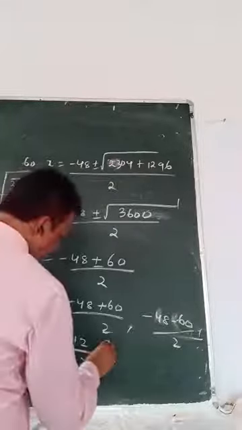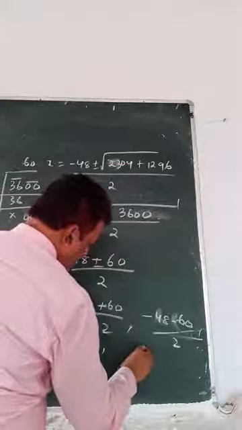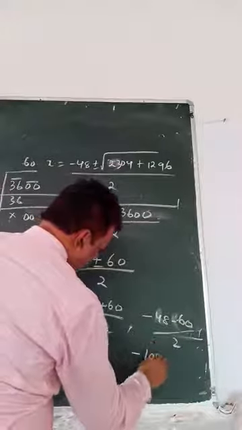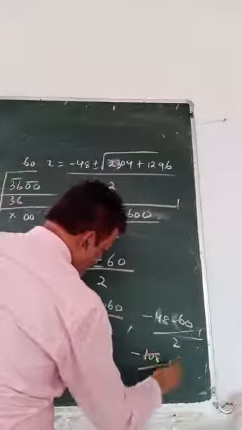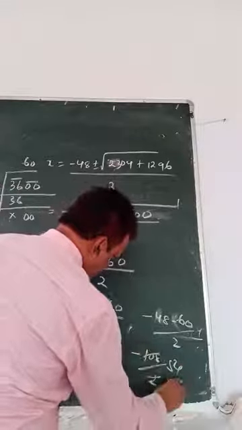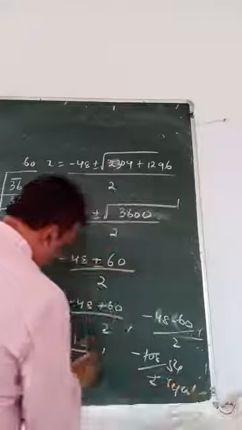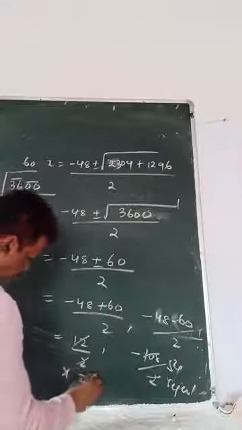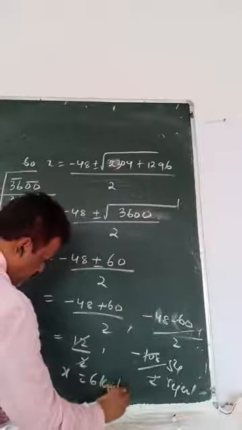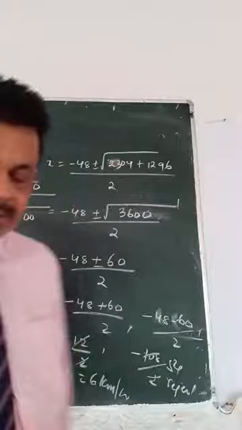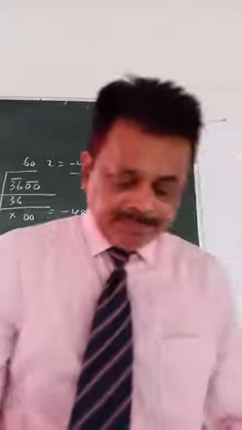Then this is 108 by 2. This is 54. This is rejected, negative it cannot be. So this is 6 kilometer per hour. That is the speed of the current. So now let's see some more questions on this.